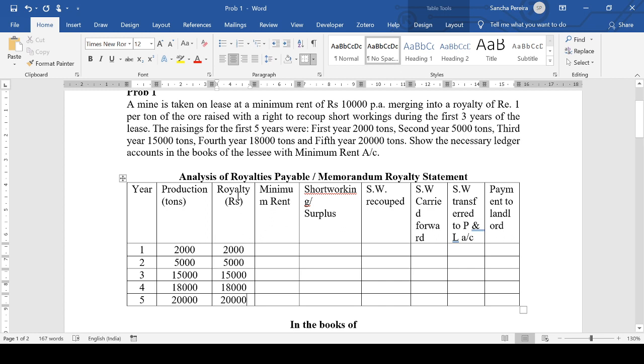How did I get this? Production into, if you want, you can write it somewhere. Production into the amount per ton.